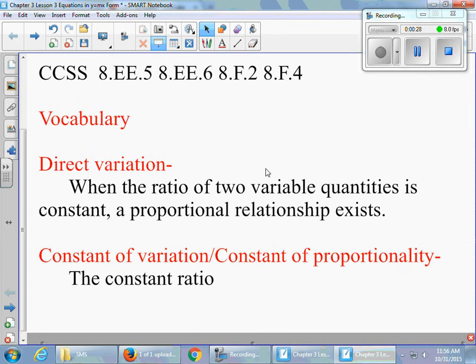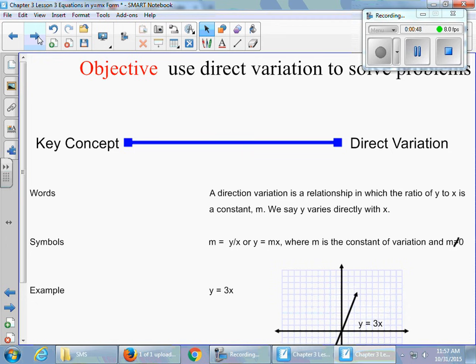And constant of variation, or the constant of proportionality, the constant ratio. As always, you may pause the video to write down the definitions, as we will do some examples to put these vocab words into more of a meaning for you. Let's move forward here. Okay, our key concept for this lesson is direct variation.